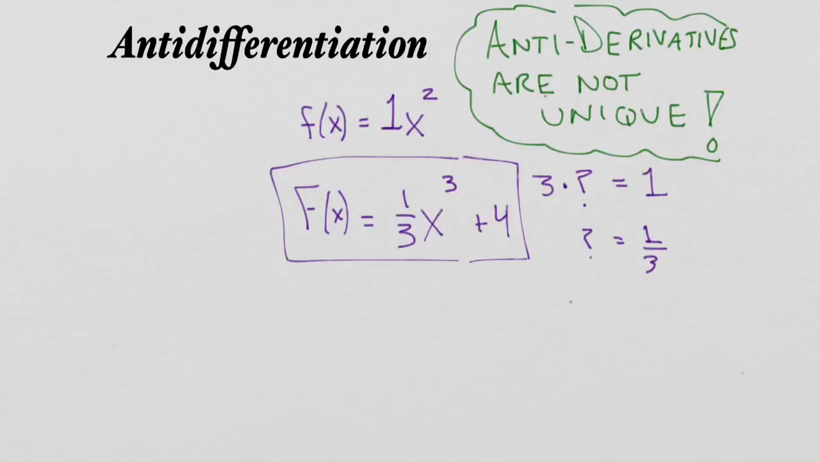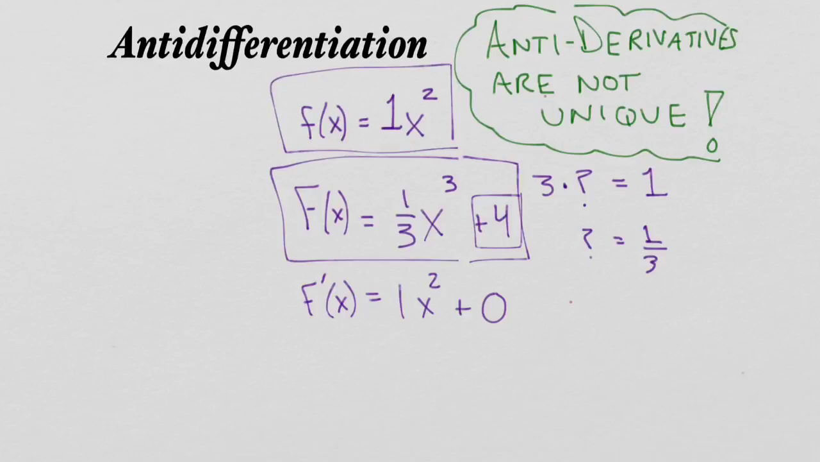And to prove that to you, let's check this. Let's take the derivative of the antiderivative. If I differentiate this function using my power rule, I'm going to take 3 times 1/3, and I'm going to end up with 1x to the power of 2 plus the derivative of 4. And the derivative of 4 is equal to 0, which is correct because that was my original function f of x.